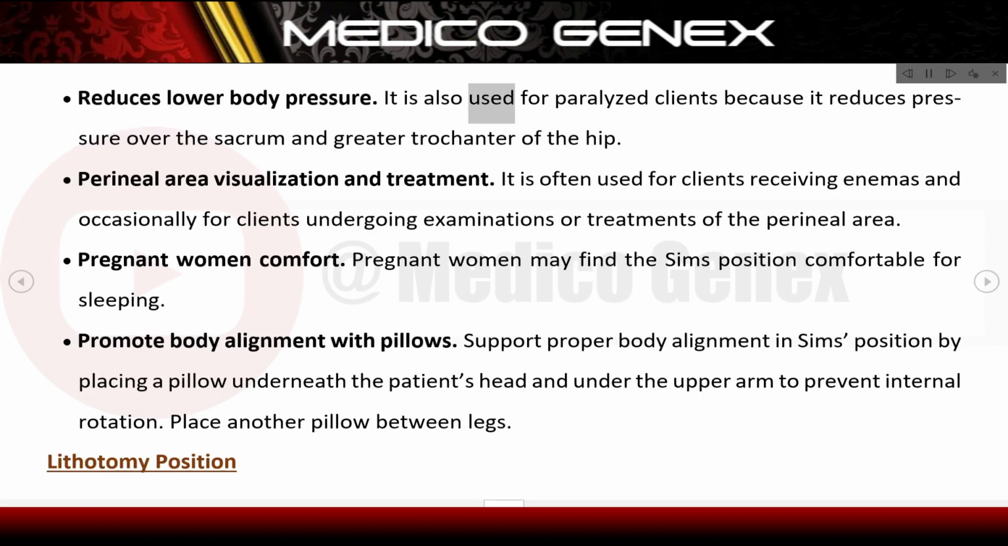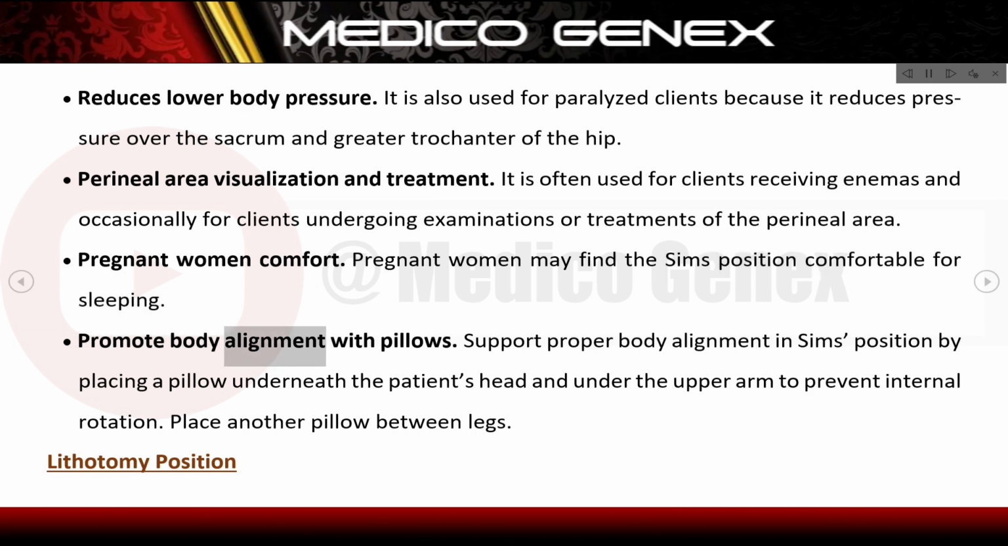It is also used for paralyzed clients because it reduces pressure over the sacrum and greater trochanter of the hip. Perineal area visualization and treatment. It is often used for clients receiving enemas and occasionally for clients undergoing examinations or treatments of the perineal area. Pregnant women comfort. Pregnant women may find the Sims position comfortable for sleeping.